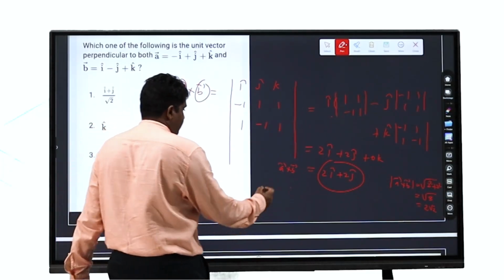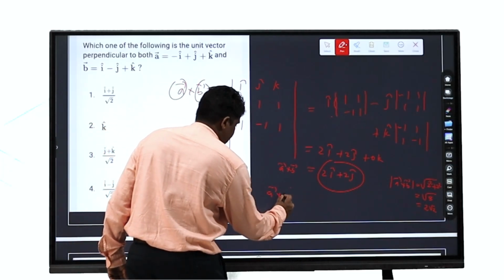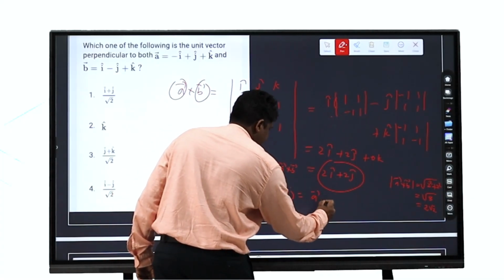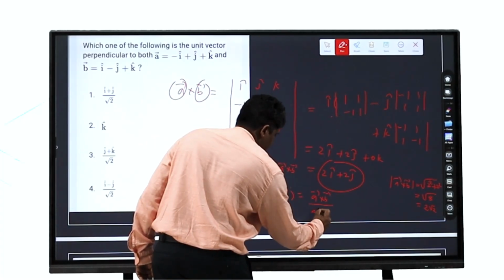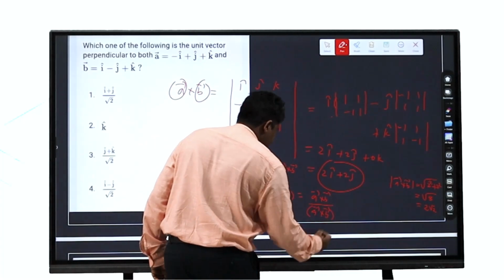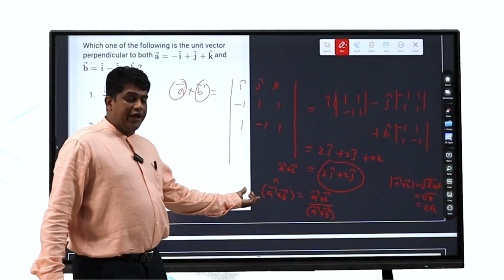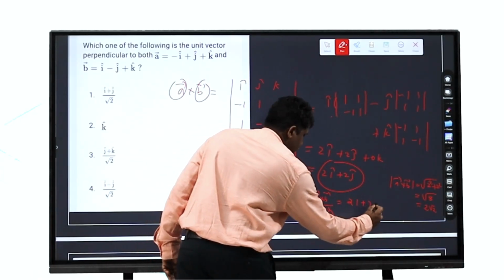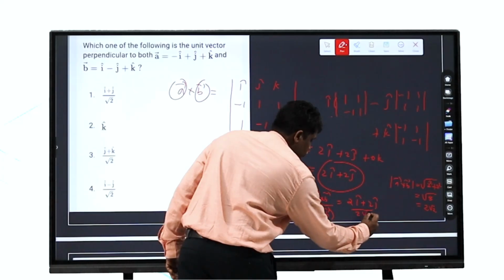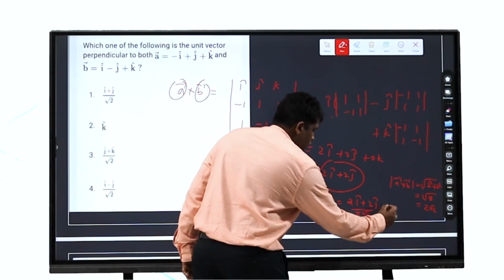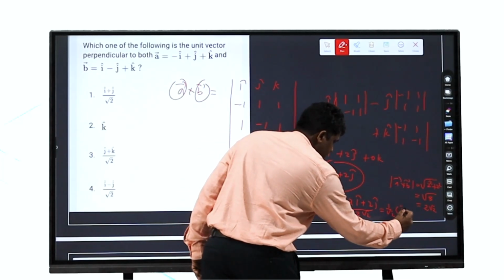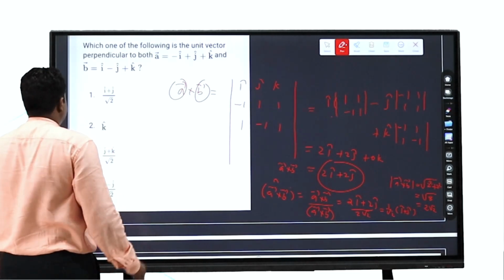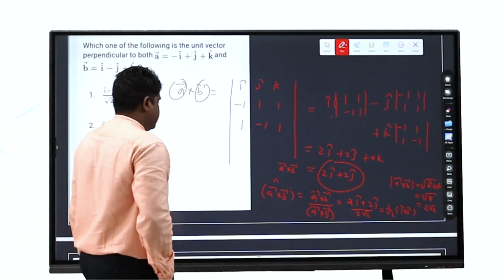Then A cross B cap is equal to A cross B divided by magnitude of A cross B. We are finding the unit vector along the direction of A cross B. Which is 2i plus 2j divided by 2 root 2, which is equal to 1 by root 2 into (i plus j). This is correct.